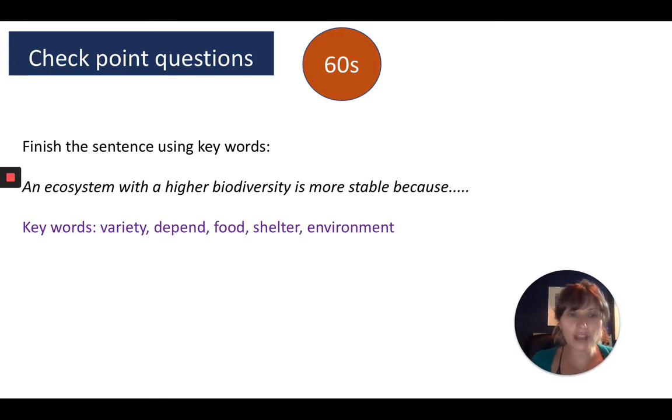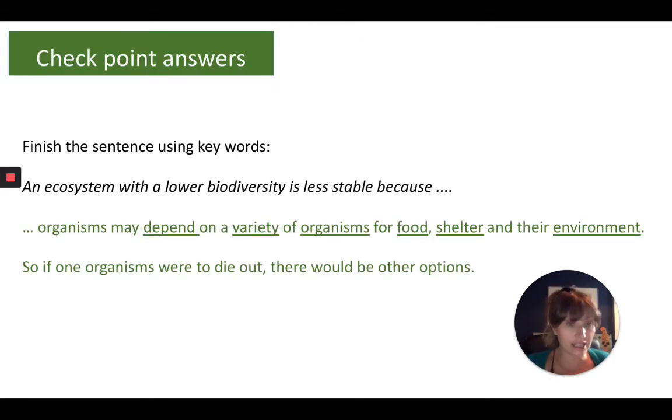Okay, hopefully you paused the video and you've had a go at finishing that sentence. So here's the example I wrote. If it's not exactly the same, it's okay, as long as you've got the gist. So I've said an ecosystem with a lower biodiversity is less stable because organisms may depend on a variety of organisms for food, shelter and environment. So they have a backup. So if one organism was to die out, there would be other options. Lovely. So it's good to have a high biodiversity so the ecosystem is stable.